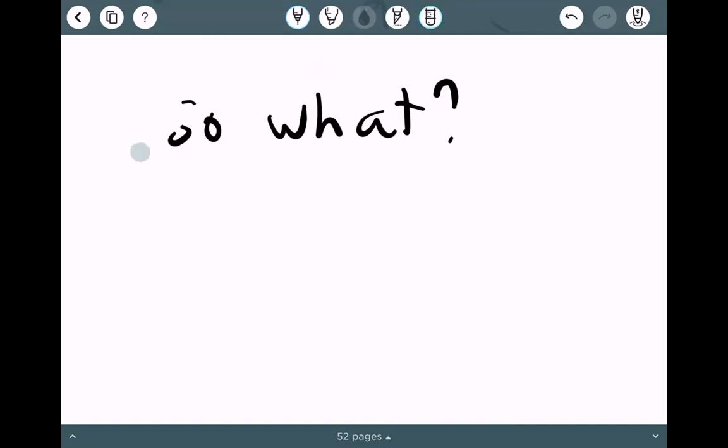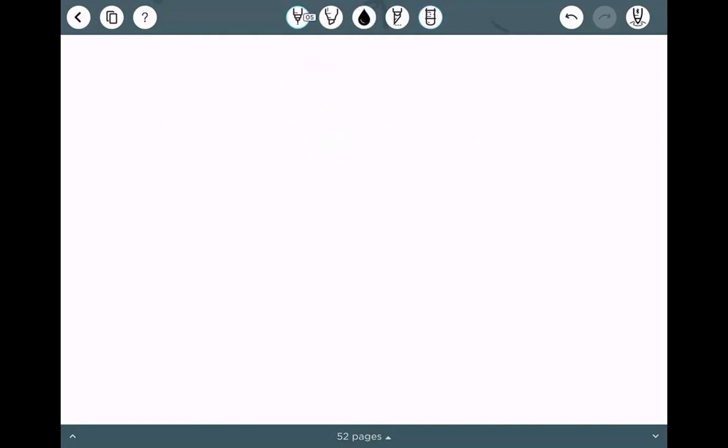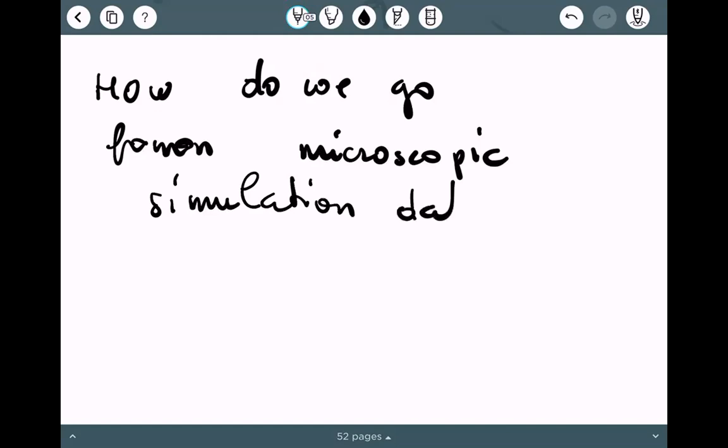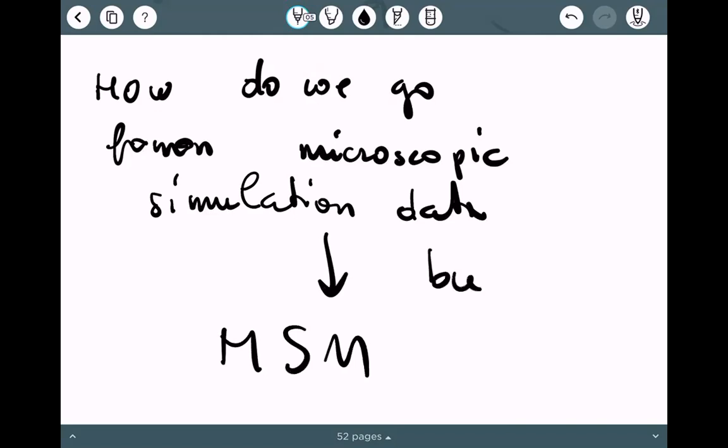But the question I would like to discuss with you now is: how do I go from microscopic simulation data to a Markov state model? How do I build a Markov state model? Okay, this looks like a very boring problem. It is one of the most fertile problems for applied mathematics of the last decades, and is home to beautiful mathematics, as I will show.